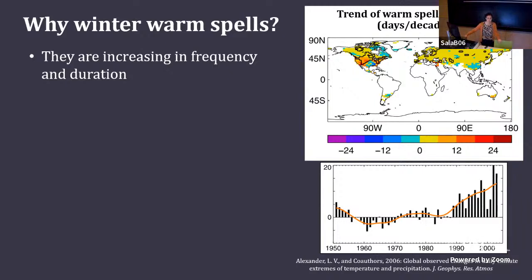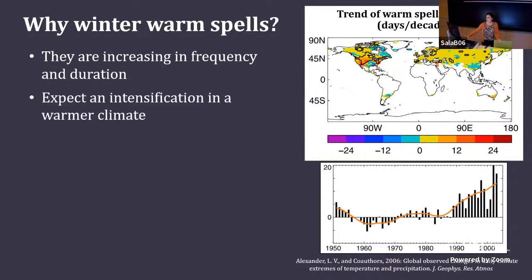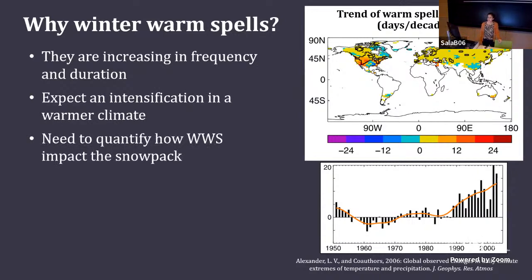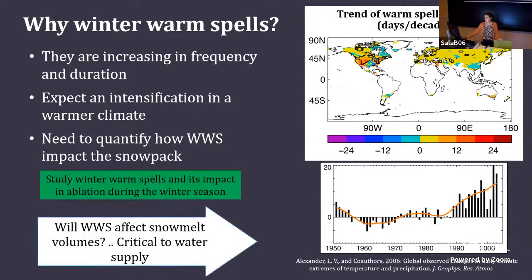These historical trends I'm showing here are statistically significant in the central US and Canada, and we expect that to continue in the future. So we see the need to quantify how this winter warm spell will impact the snowpack, because if those extreme events are increasing and the snowmelt volumes are decreasing as well, it will be critical for water resources.